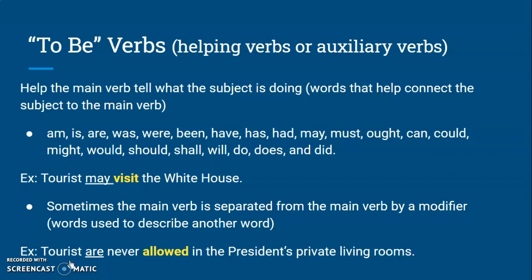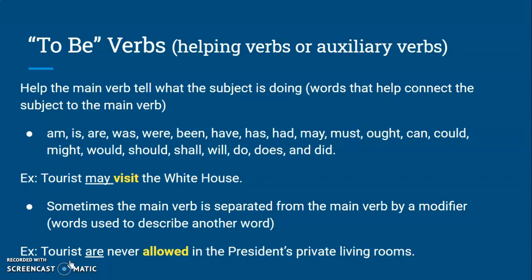Now, for some of us, we use them incorrectly. We'll say things like, I be going. No, it's not I be going, it's I am going. Here's an example. Tourists may visit the White House. Well, we know that tourist is the subject, correct? Now, what do the tourists do? They visit. Well, the may is helping the verb visit.